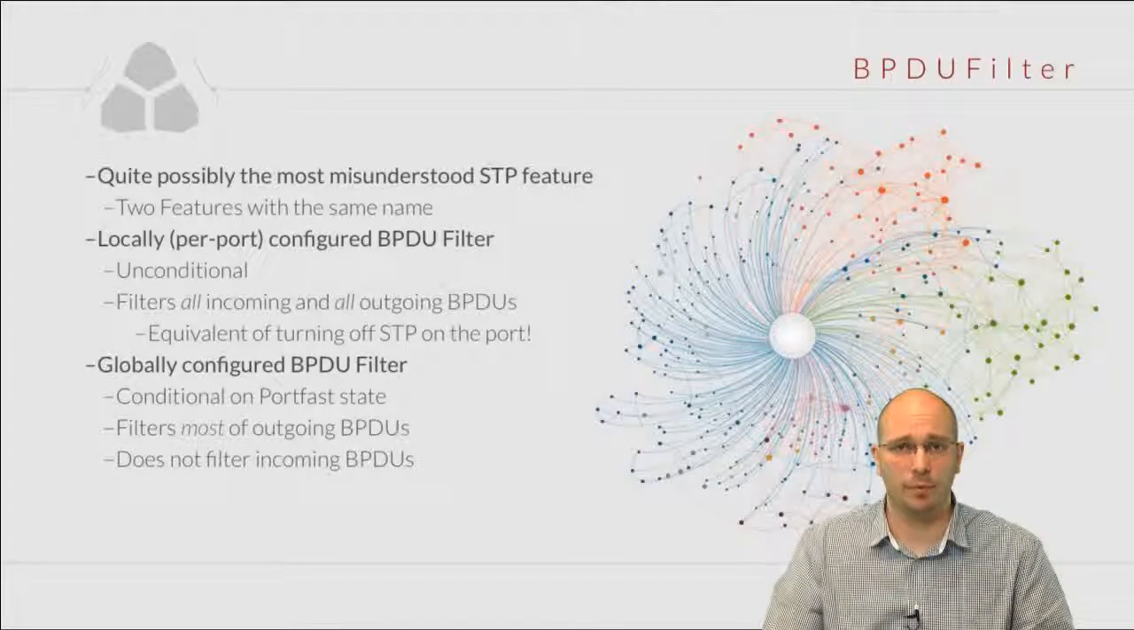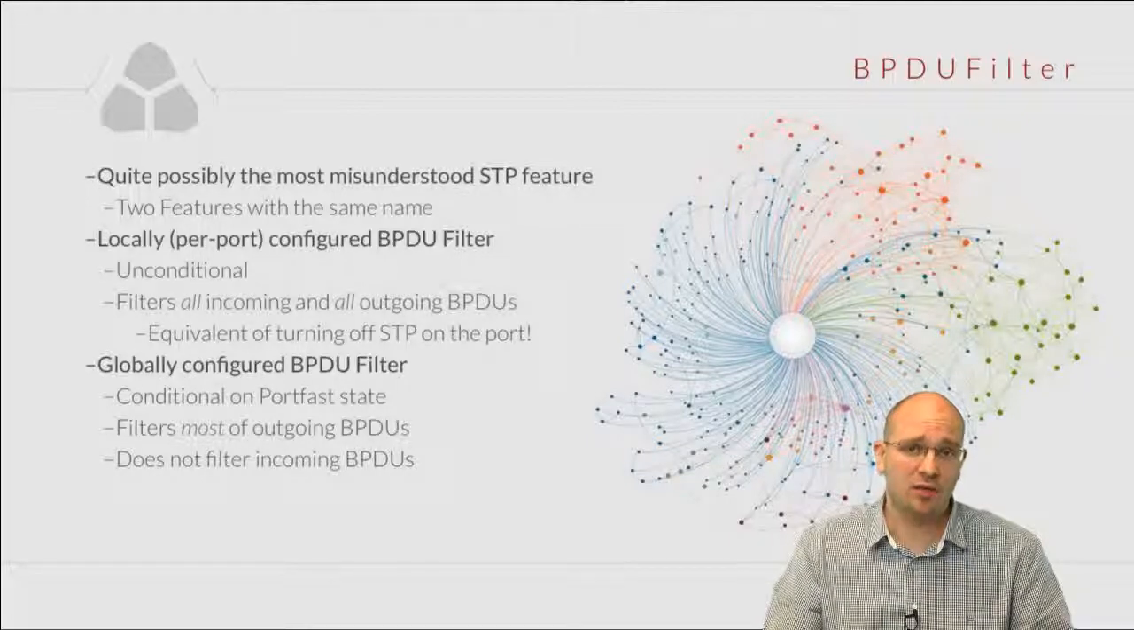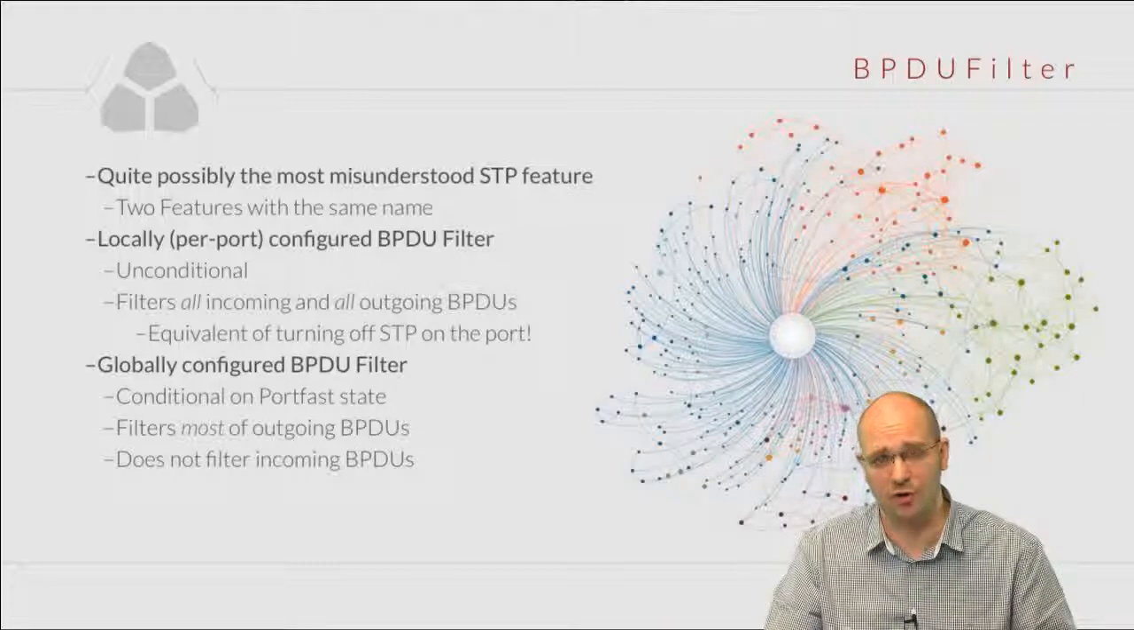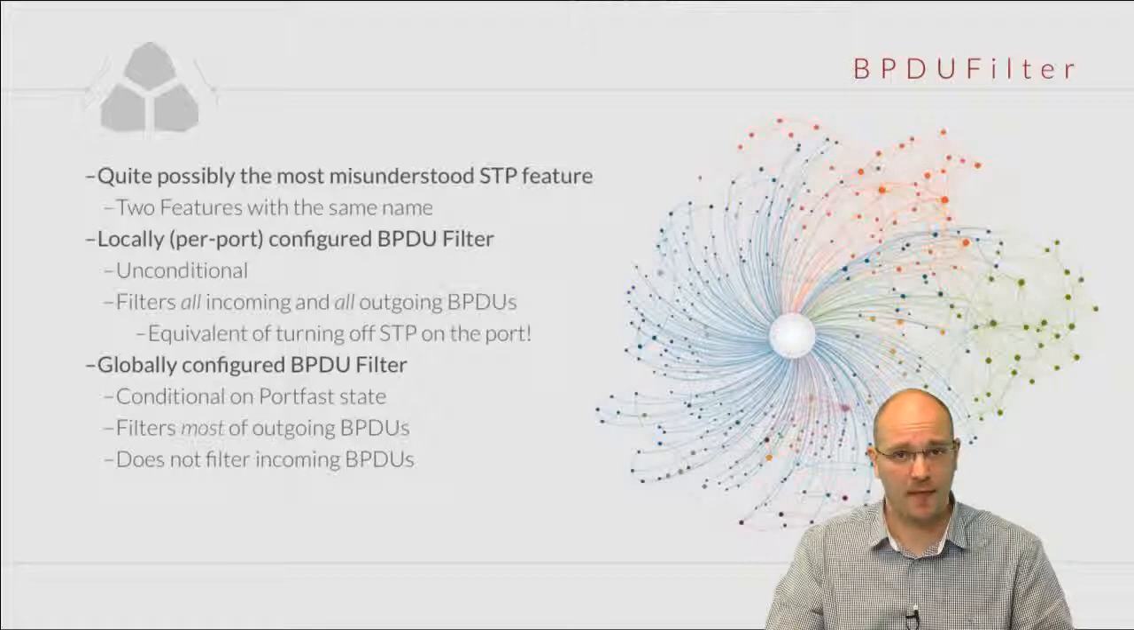When configured on a per port basis, the spanning tree BPDU filter will unconditionally filter any outgoing and any incoming BPDUs. This is the equivalent of turning off the spanning tree on this port. Contrary to this, when we turn on spanning tree BPDU filter globally as part of the PortFast configuration, no incoming BPDUs will be filtered by this feature, and BPDU filter will filter only most of the outgoing BPDUs, but not all of them. Let me show you all this with a couple of examples.